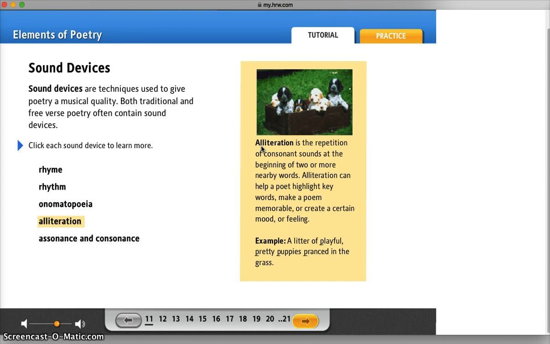This type of sound device or figurative language can help make a poem memorable or create a certain mood or feeling. When you were in elementary school, if you had studied alliteration, you probably studied it in kind of silly little songs and tongue twisters. And that's a little bit of what this example is. A litter of playful, pretty puppies pranced in the grass. Alliteration often doesn't have that obvious heavy amount of repetition. It'll be much more subtle.